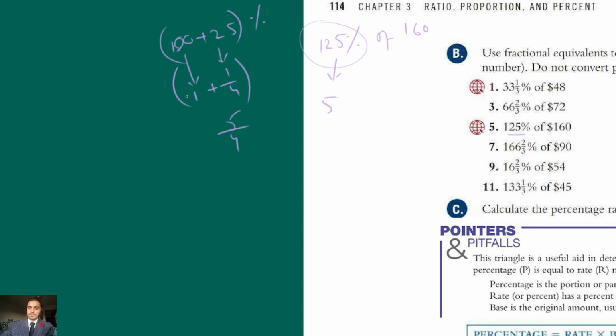Why is it 5/4? Well, we did the fraction thing, but if you were to do it using an LCM, you get 4. 1 times 4 is 4, plus 1, 5/4. You can also do it like this: 4 multiplied by 1, plus 1, 5/4. So 5/4 of 160 turns into a multiplication sign. 160, this becomes 40. 40 times 4 is 160. 40 times 5 is 200. Boom, that's how we do it.